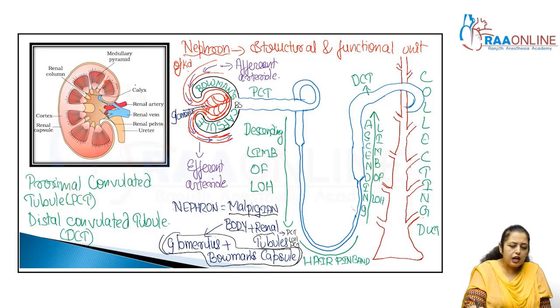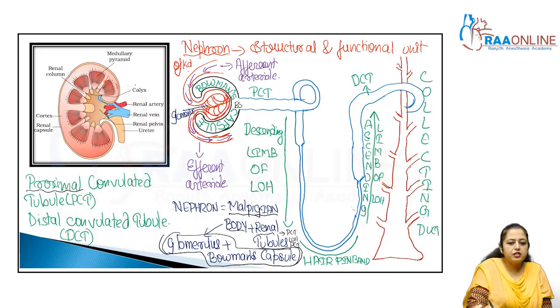Now the question is asked: which structure of the kidney has only arterial blood? The glomerulus has a purely arterial supply, because only an artery enters it and an artery exits from it. So this is about the Malpighian body. Now come to the renal tubular portion. Renal tubules start from the PCT, the proximal convoluted tubule.